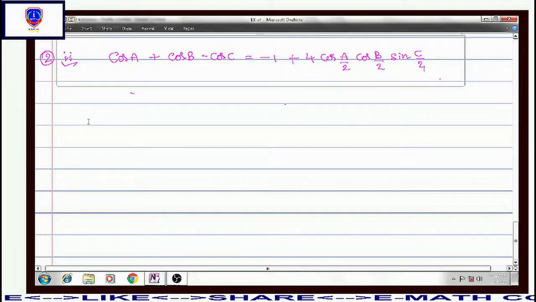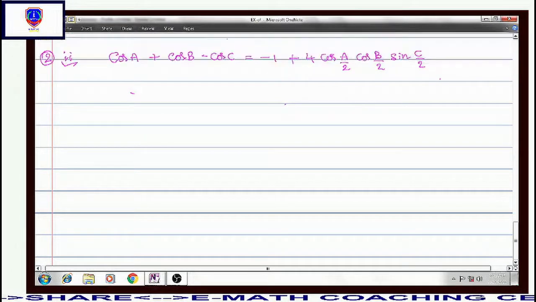The question says cos A plus cos B minus cos C equal to minus 1 plus 4 cos A by 2 cos B by 2 sin C by 2. For proving this question, first we consider the left hand side of the result.